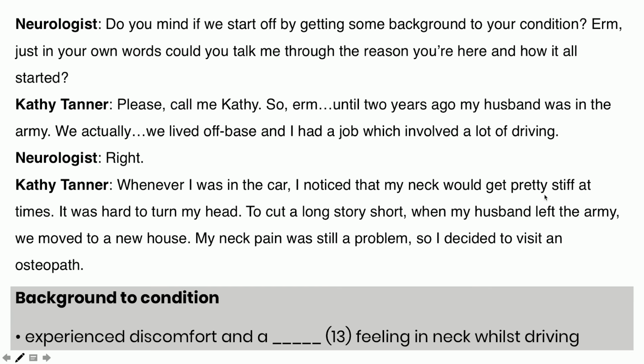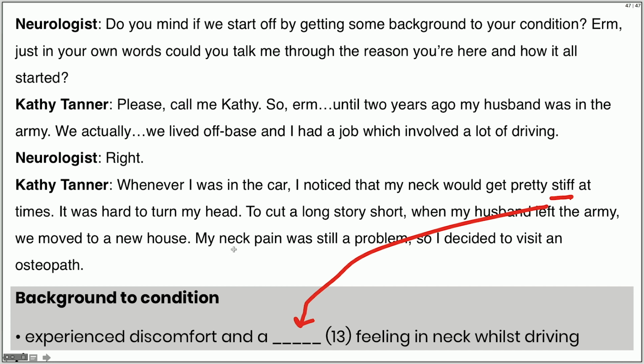And what you've been doing is you're thinking about keywords, of course, driving and car. And you're also thinking about synonyms or paraphrases. In other words, this word means the same thing as was hard to, or discomfort, for example, experience discomfort and feeling. So you're sort of listening to what Kathy says and the word you're going to take directly. But in the meantime, the language used in the case notes and the language used in the audio is different. Okay, so that's pretty tricky.